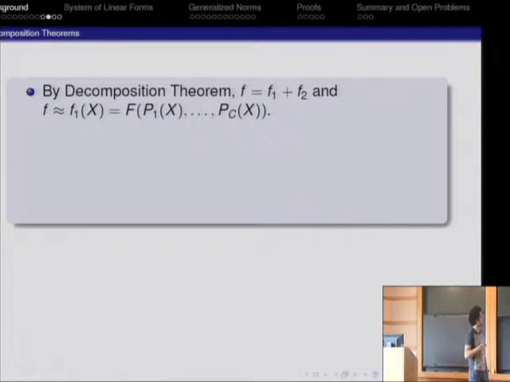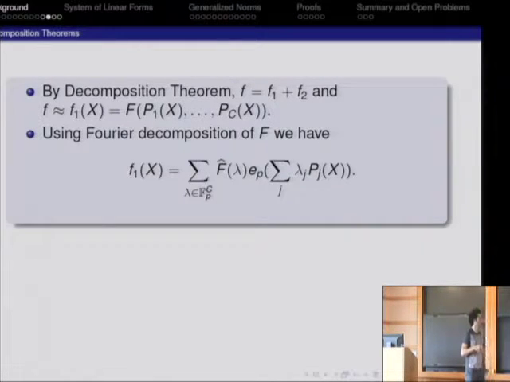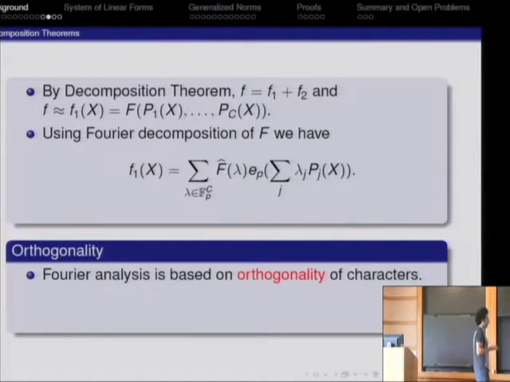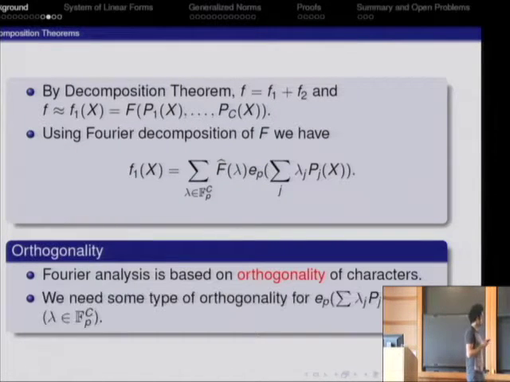Now that we have the decomposition theorem, notice that we can just omit looking at f2 because it has very small Gowers norm. It is the random part. And if we just look at f1, we can use the Fourier decomposition of the capital F and write this sort of higher degree Fourier decomposition, where now our characters are the degree d polynomials. But is this useful? In Fourier analysis, we use a lot of nice things coming from the orthogonality that we have for characters, but it's not necessarily true for higher degree polynomials. So we actually need some sort of orthogonality of these higher degree characters to be able to use higher degree Fourier analysis.